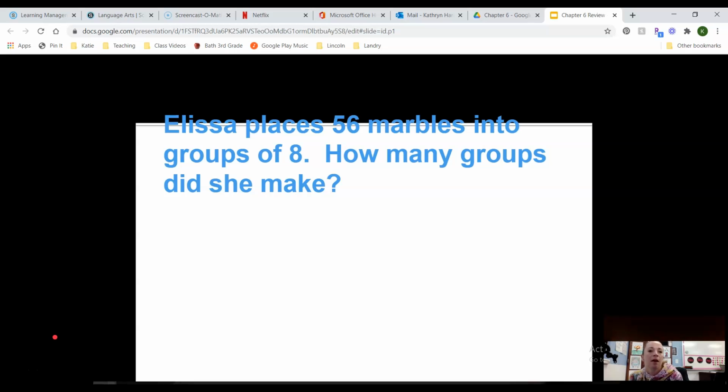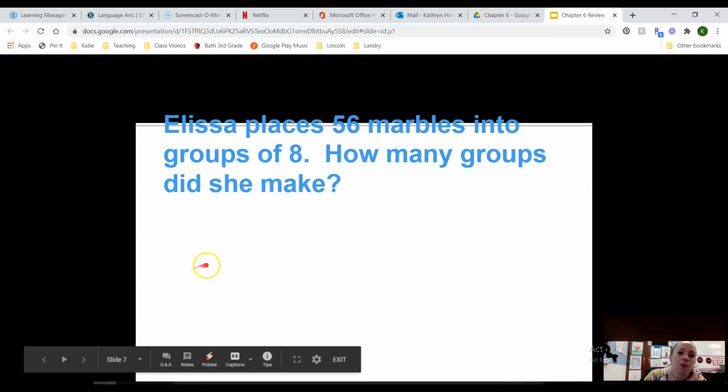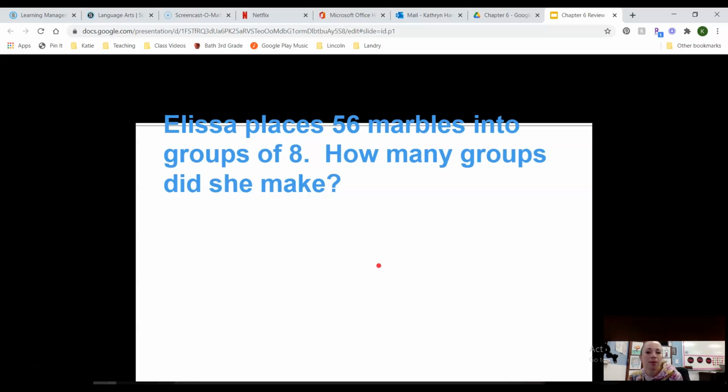Next question. Elisa places 56 marbles into groups of 8. How many groups did she make? Pull your numbers. We have a 56 and an 8. What are our key words? Now, our key words aren't the easiest in this problem. Your key words are how many groups. Because I don't know my groups, that means it's no G's. When I say no G's or no groups, that means division. So it is 56 divided by 8.